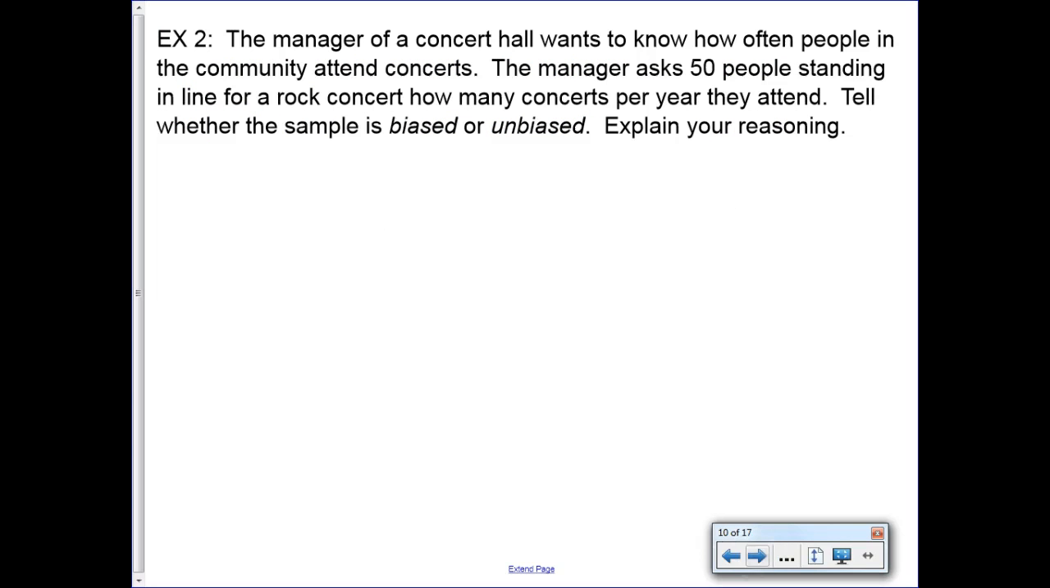The manager of a concert hall wants to know how often people in the community attend concerts. The manager asks 50 people standing in line for a rock concert how many concerts per year they attend. Tell whether the sample is biased or unbiased. Explain your reasoning. So, again, I say this is biased because they're already at a concert, so of course they go to concerts. Whereas if you were outside somewhere else, you may get somebody that has never attended a concert in their life. So there are probably better ways to get a better sampling than right outside his own concert hall.